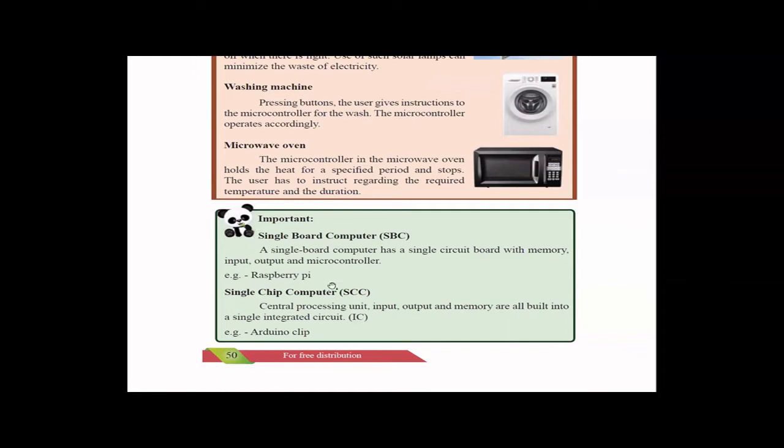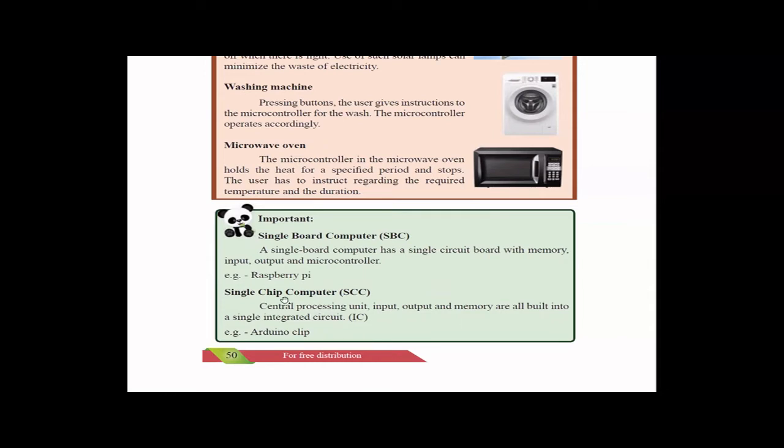So here they have given some kind of important note. There are two concepts: single board computer and single chip computer, right? If you have heard about Raspberry Pi, this is a single board computer which has the whole circuit board with memory, input and output, microcontrollers and all these things. It's kind of a mini computer, okay?